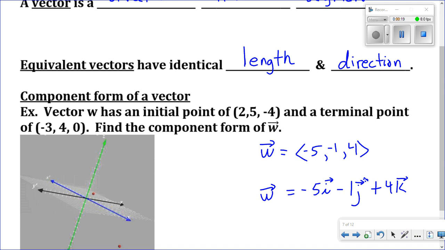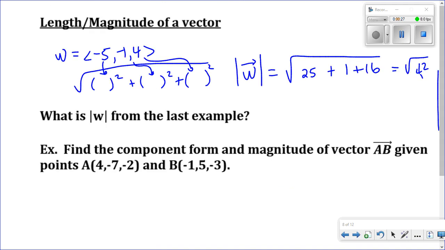And you can have IJK form, which is called standard form, and with the little brackets, it's called component form. Then we figured out how to do the magnitude of a vector. So if it's already in component form or IJK form, it's really easy. You just square the parts and add them up. And then that was a 42 right there.